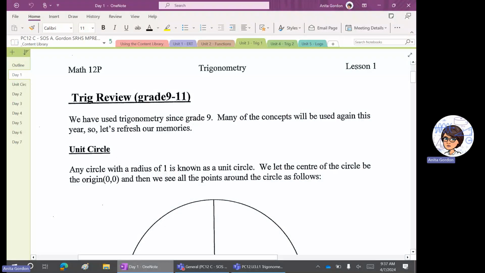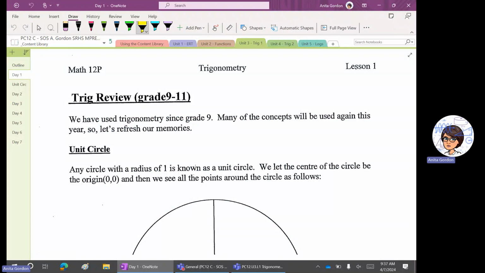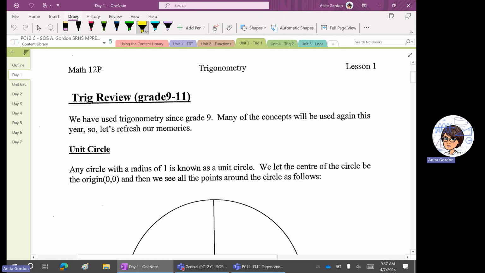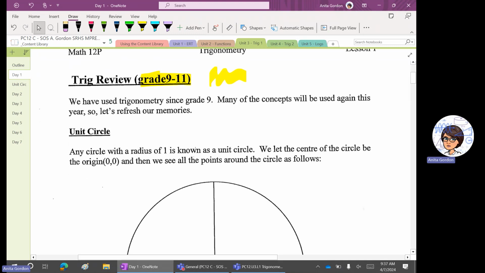Okay, welcome to review of trigonometry. We're going to go over today everything we should know from grades 9 to 11. We have been doing trigonometry forever and ever, so this is just a review of everything we should have covered up until now. And then tomorrow's lesson, we're going to start with some new material.